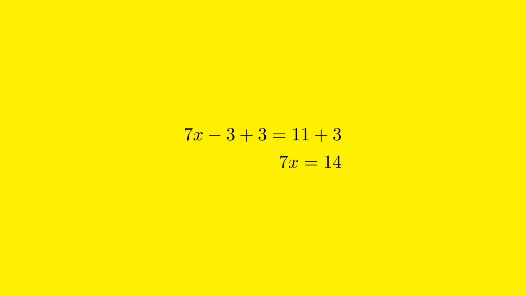To cancel this out, we need to add 3 to both sides of the equation. This is because adding the same number to both sides of an equation keeps it balanced, just as if you had a balanced scale. Adding the same weight to both sides keeps the scale balanced.